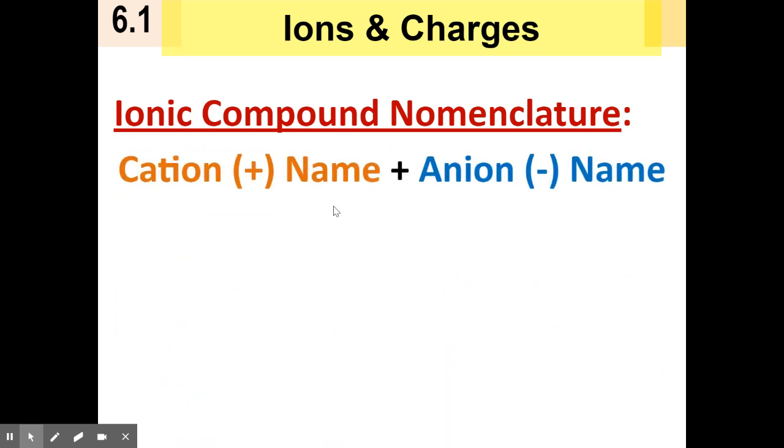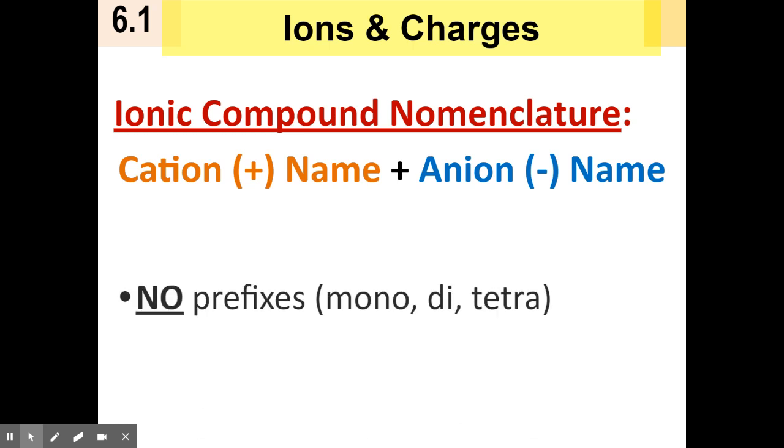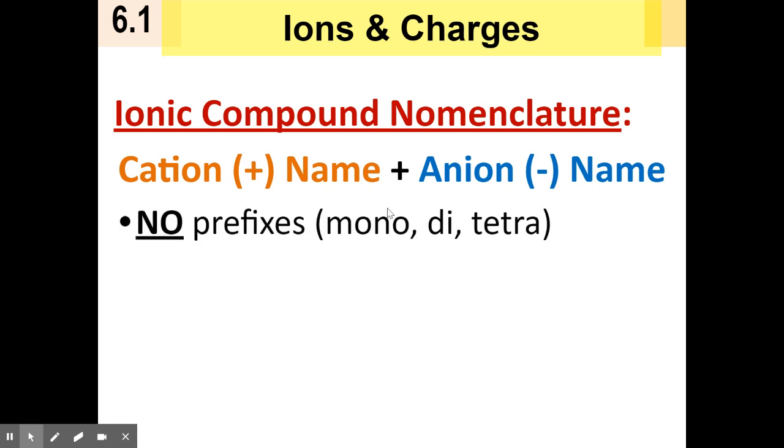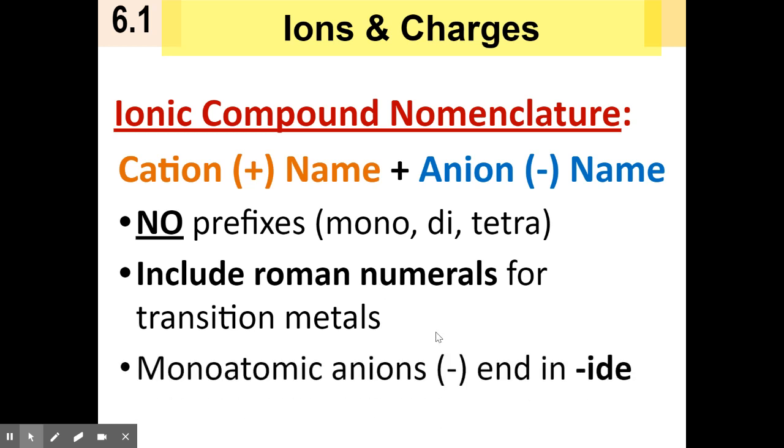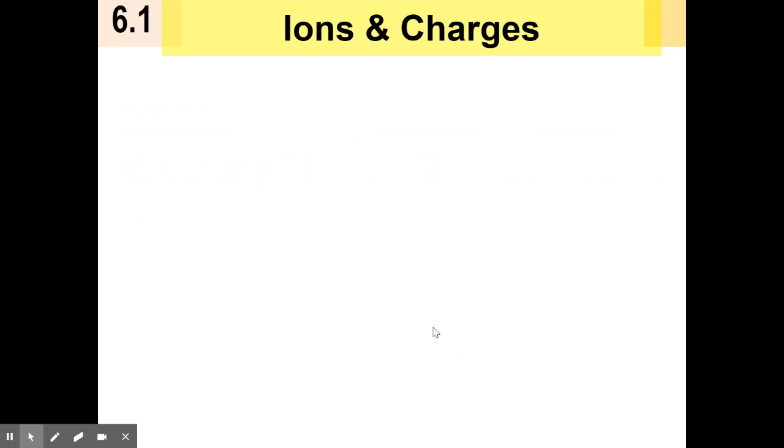Here's what you do. You just take the name of the positive ion, the metal ion, followed by the name of the negative ion, the anion, the non-metal ion. So there's no prefixes, nothing like that, okay? If the metal ion has a Roman numeral in it, you bring that along as well. This is so simple, it's just easier if I show you. So here we go.